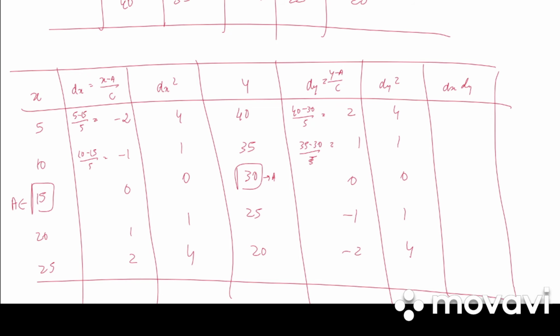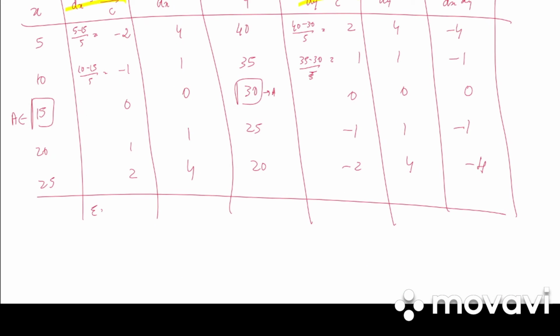So dx dy will be 2 into minus 2, that is minus 4, minus 1 into plus 1, minus 1, 0, minus 1, and minus 4. So what is the total? Summation dx is 0. Summation dx square is 10. Summation dy is 0. Summation dy square is 10. Summation dx dy is minus 10.